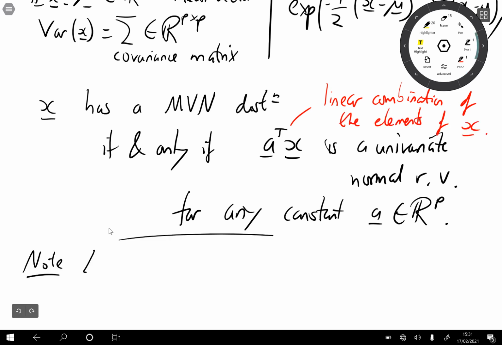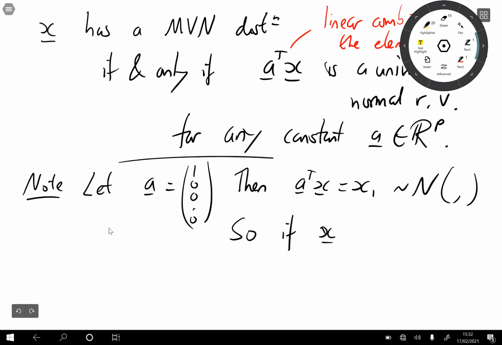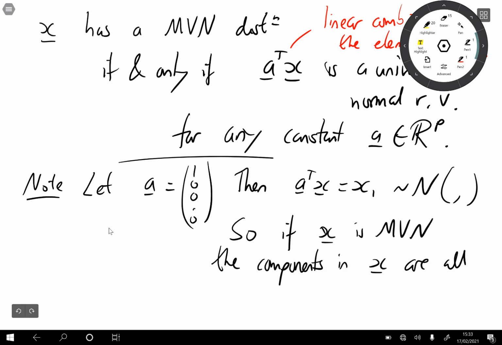Note that if we let A, say, be 1, 0, 0, 0, then A transposed x is just the first component of x, x1. So that must be normal with some mean and some variance, which I won't write in. So if x is a multivariate normal, then the components of x are all univariate normal random variables.